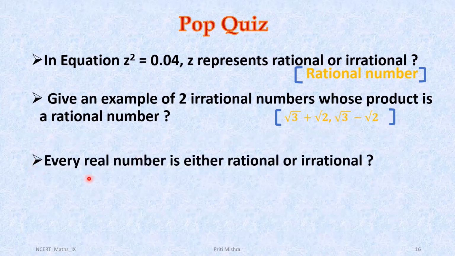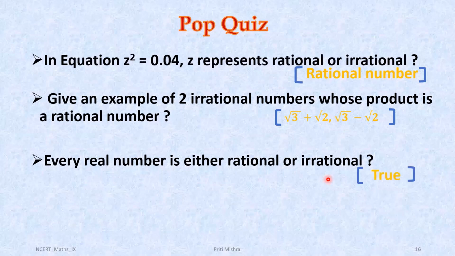Another question: every real number is either rational or irrational. You have to answer in true or false. So the answer is, this statement is true. Any number can be rational or irrational. A number can't be rational and irrational simultaneously. Either it will be rational or it will be irrational. So this statement is true.